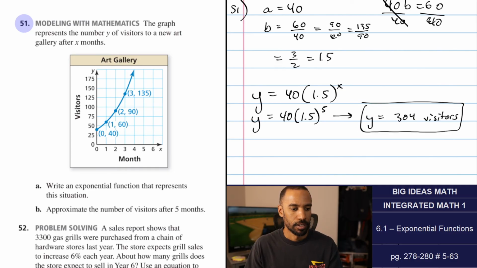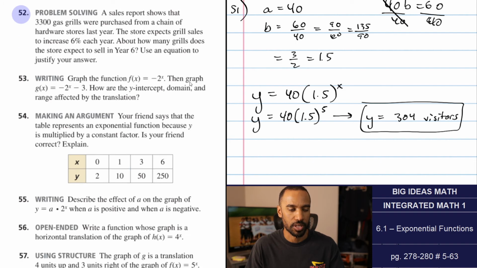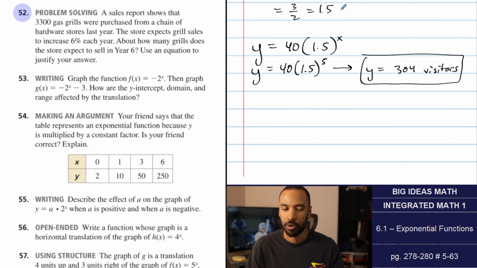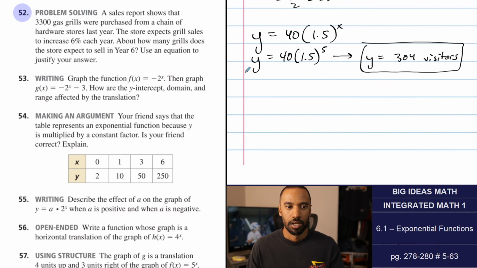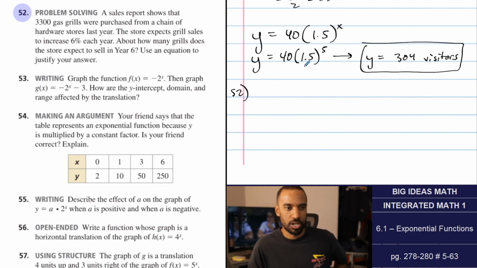Okay. Number 52. A sales report shows that 3,300 gas grills were purchased from a chain of hardware stores last year. That seems low. Oh, maybe a specific set of hardware stores. The store expects grill sales to increase 6% each year. About how many grills does the store expect to sell in year 6? Use an equation to justify your answer.